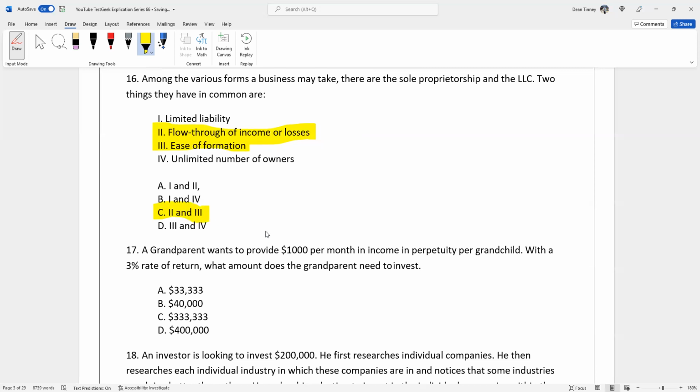Now, this is testable not only on this level, but it's also testable. Remember, in Form ADV, we have to tell what kind of form of business we have. Is it an LLC? Is it a C Corp? Is it a partnership? Is it a subchapter S? So this is testable on two levels, both as potential clients of an investment advisory rep, as well as how we organize our investment advisory firm.